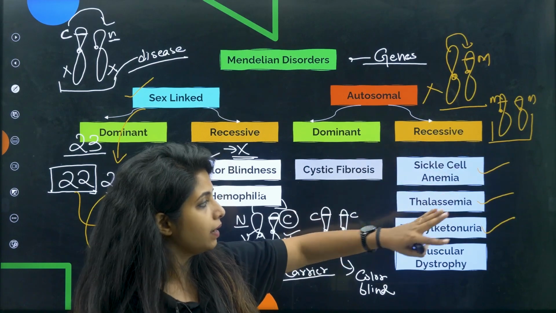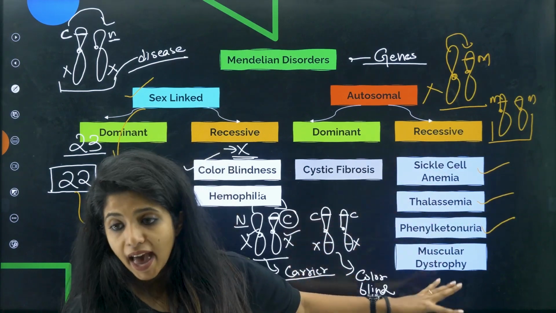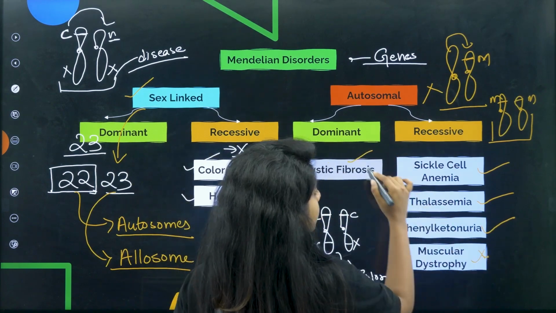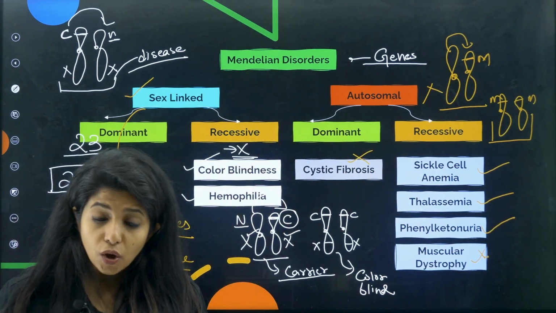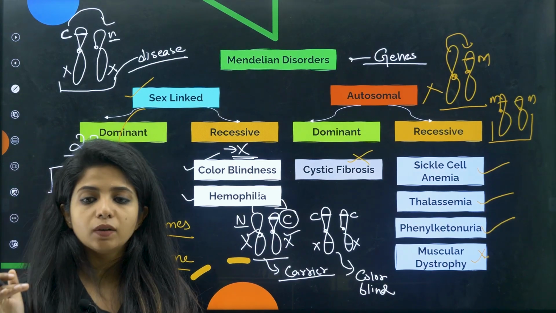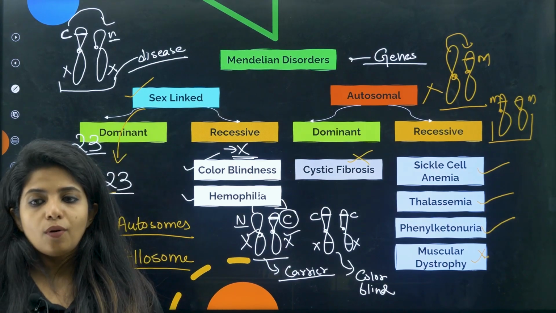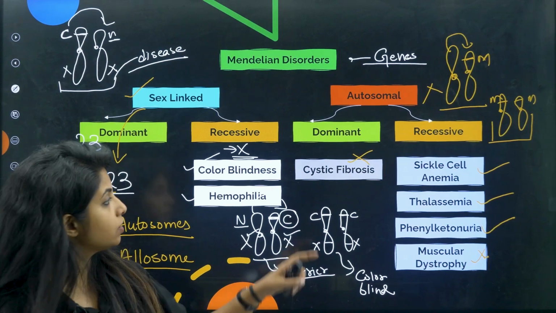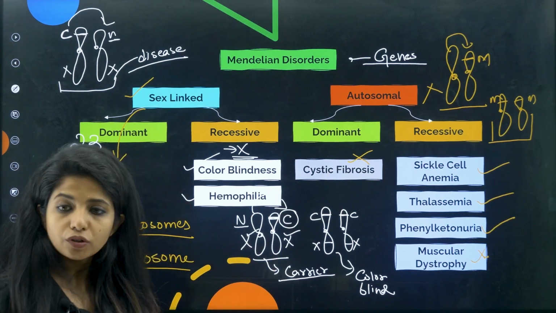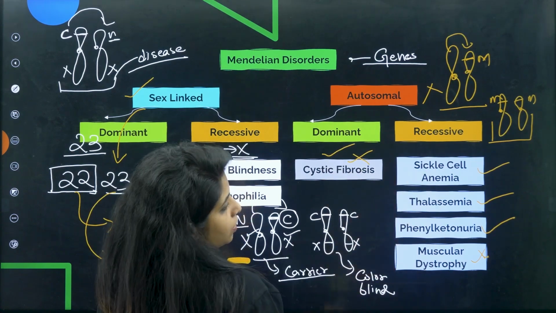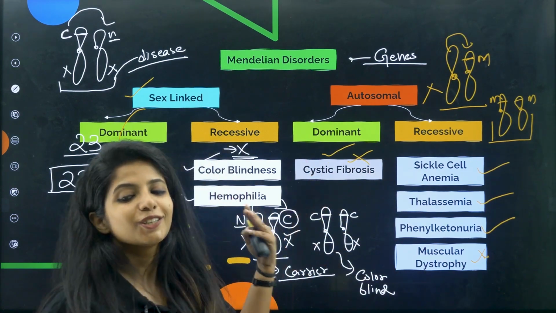Examples are sickle cell anemia, thalassemia, phenylketonuria and muscular dystrophy. Muscular dystrophy and cystic fibrosis are not given in your book, but I saw the questions, and they have given these. For example, eliminate the one which is not autosomal recessive. Cystic fibrosis is given there, and it is not autosomal recessive, it is autosomal dominant. But the rest are given, so you should be knowing everything.